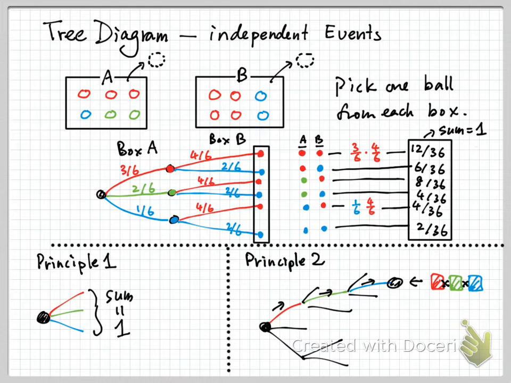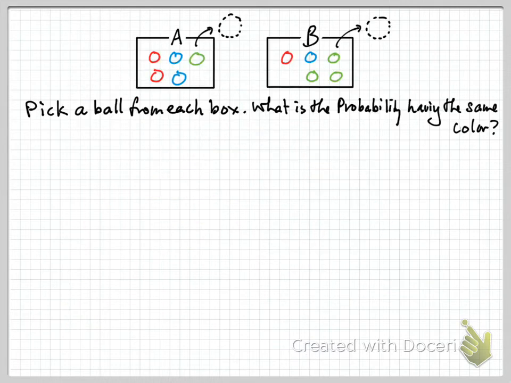So let's look at another example. Once again, we have two boxes. We have a red, blue, green in A, and the same red, blue, green in B, but they have different quantities. Now we pick a ball from each box, one ball from box A, one ball from box B. What is the probability that the two balls have the same color? So let's construct the tree diagram.